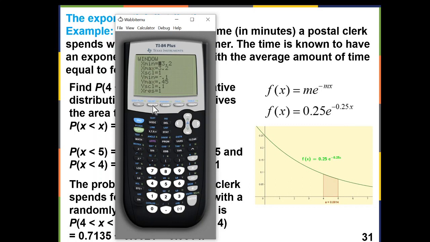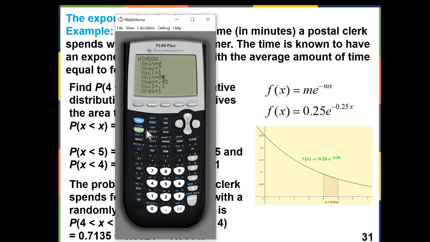We go to window. Now, what's a good window to graph it? Well, we want to go from 0, and now the x max, this is 4, 5, maybe 7 is good. 7 is good. And the scale is fine, 1. Now y min, of course, is 0, right? And the y max, we don't want to be much bigger than that. That's just 0.25, right?